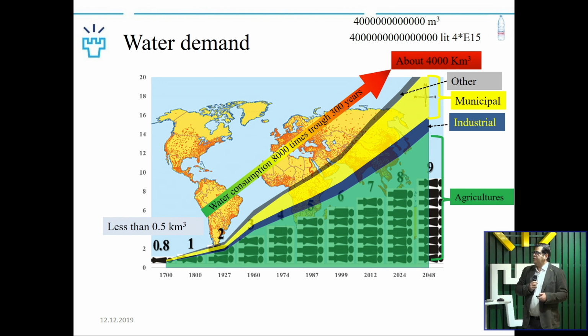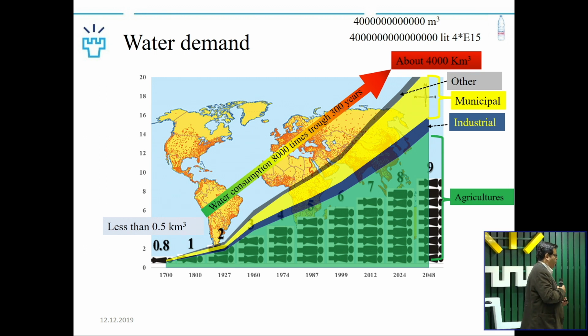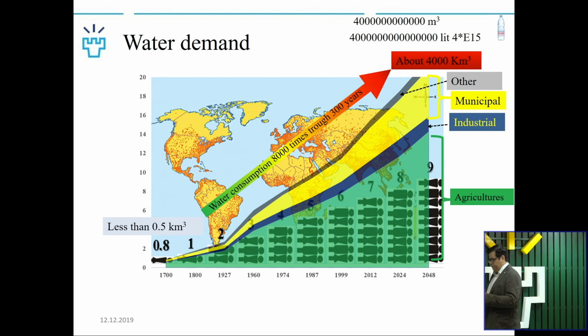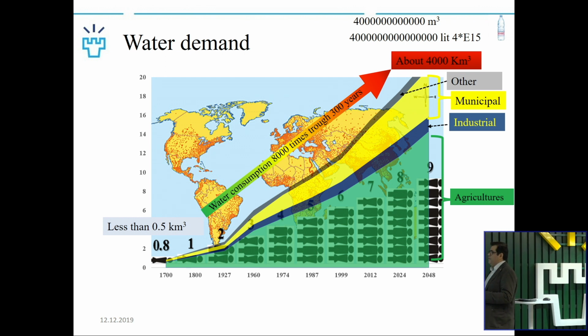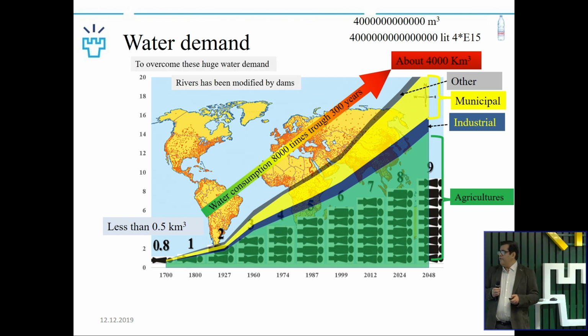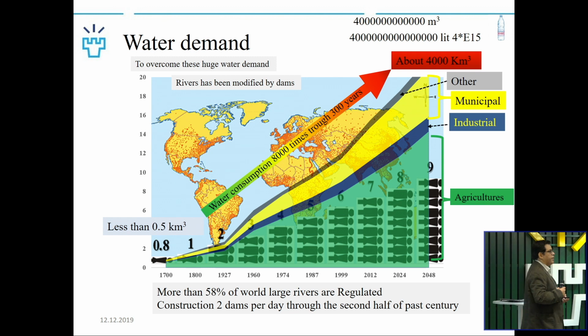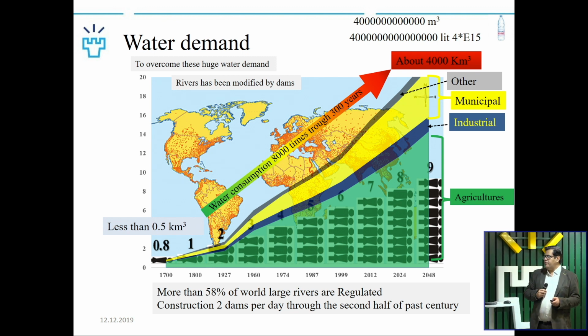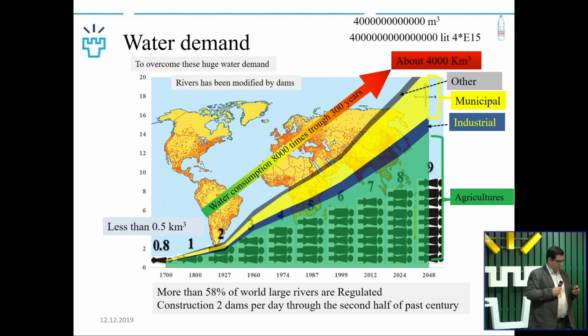If you want to imagine this amount of water, I changed it to water bottles. We need 4 times 10 to the power 15 water bottles for the world population. It is a huge amount of water that we need. So what can we do? Because we need water for the people, we need to modify the rivers, and this modification of the rivers makes some problems.